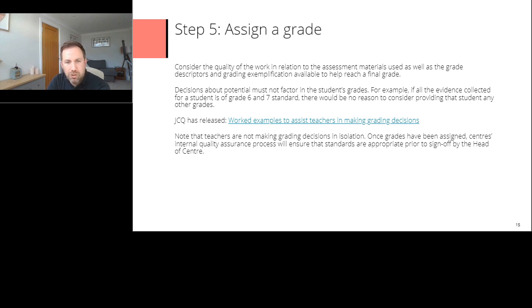It's also important to note that as far as possible, grading decisions should not be made in isolation. So once those grades have been assigned, you should make sure that you've got an appropriate internal quality assurance process in place to help ensure that you are standardizing the award of grades across your department and across your centre, and ensuring that you're all using evidence in the same way and that you have taken similar factors into account when awarding grades to students this year.